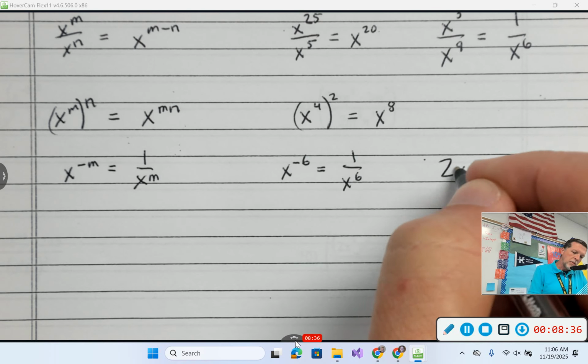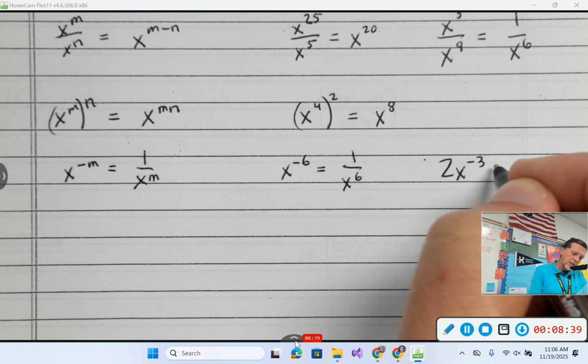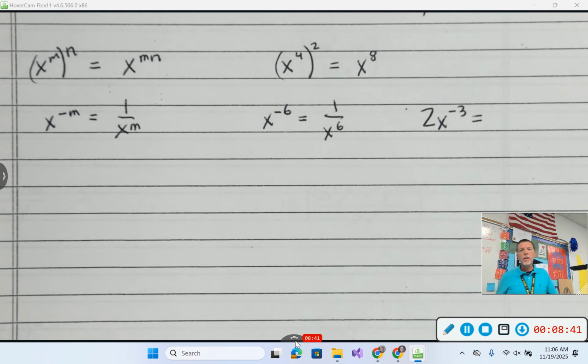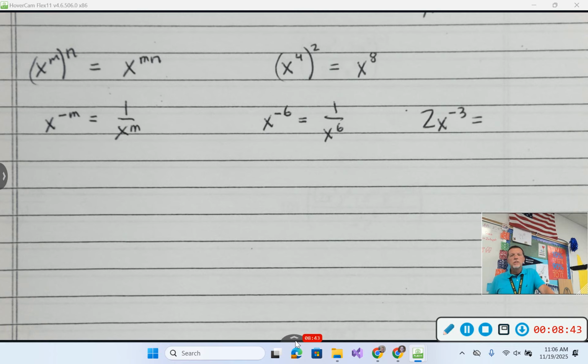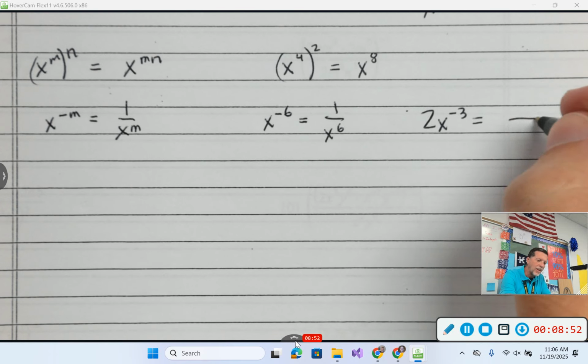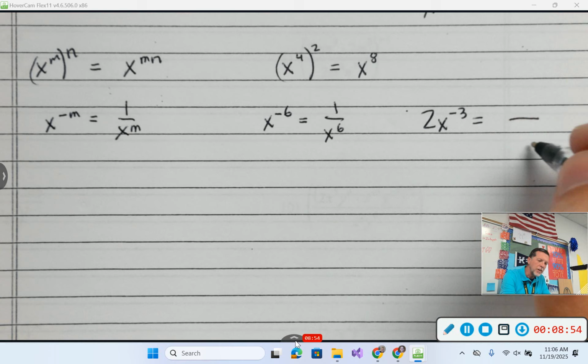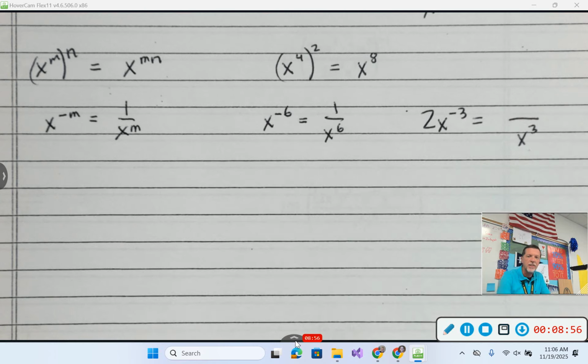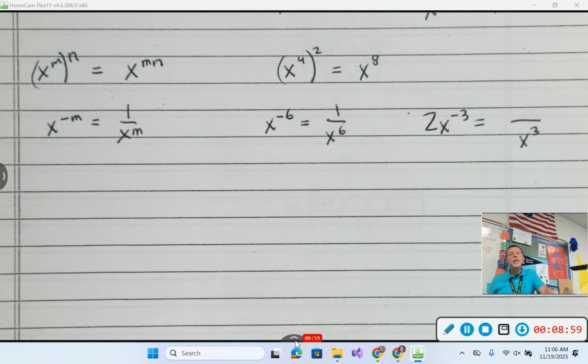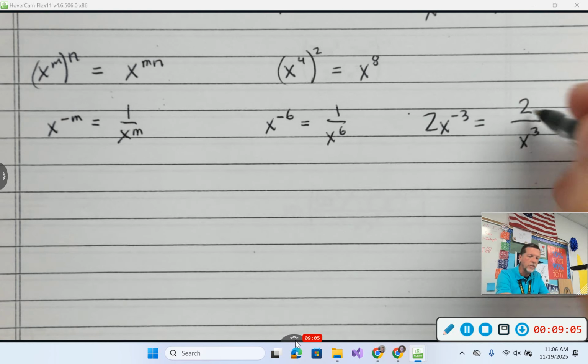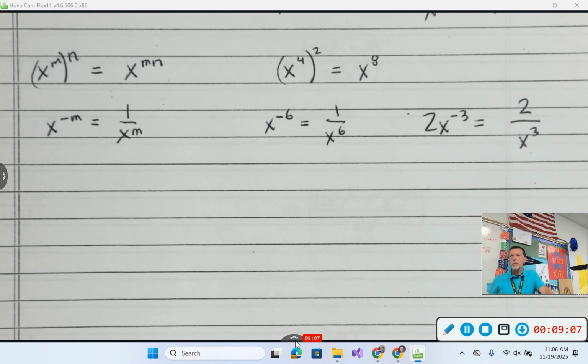Now what starts to mess people up is if we have 2x to the negative 3. Wouldn't that just be 2 over x to the 3rd? Okay, so here's the confusion. Everybody knows that x cubed goes to the denominator because that's got the negative exponent. Got it. Where's the 2 go, though? Stays in the top. It doesn't have an exponent on it, so it doesn't go anywhere. So that's 2 over x cubed.